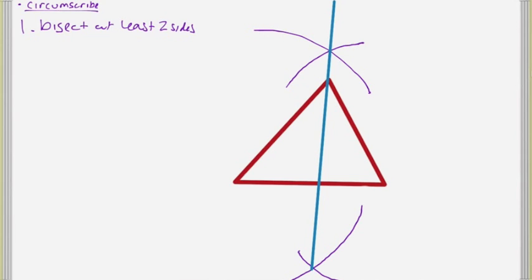Okay. Now I need to bisect another one. It doesn't matter which one. I'm going to go ahead and bisect the left of this. So then I'm going to be using the point that's at the top and the point that's at the bottom left. And again, I put my compass point on one of those points. And I'm going to set my compass so that it's big enough so that my marks are going to happen outside of the triangle.